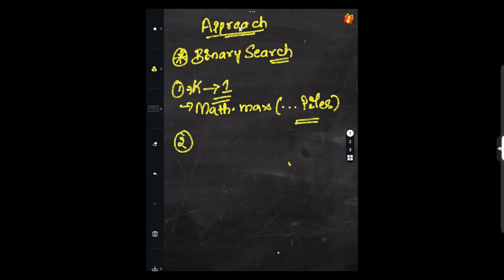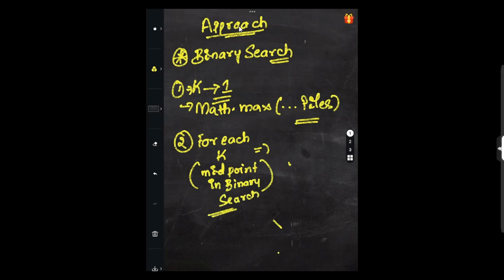Let's move on with the second step. For each k, nothing but the midpoint in the binary search, we have to calculate the total hours needed to finish the bananas. This is fine.